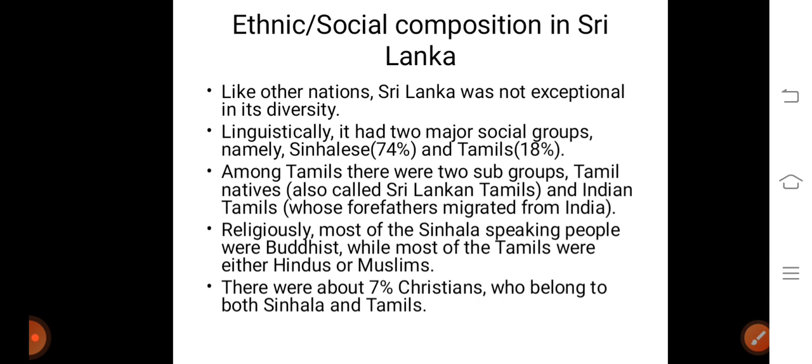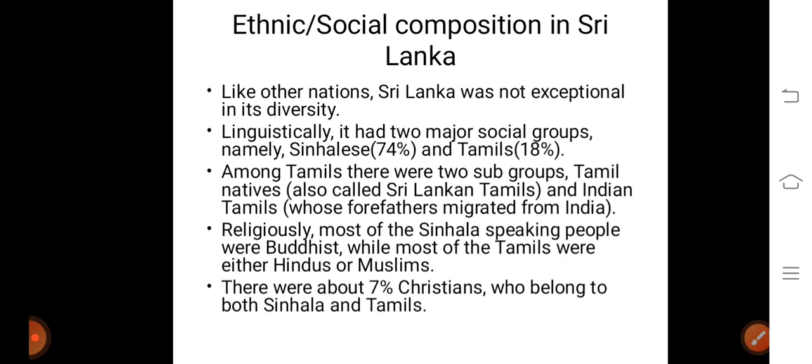Sinhalese constituted 74% of the total population, whereas the Tamils were 18% of the total population, right? Among the Tamils again, there were two subgroups. They were Tamil natives, also called Sri Lankan Tamils, and the Indian Tamils, whose forefathers migrated from India. So this Tamil population of Sri Lanka was subdivided into two categories: Indian Tamils and the native Tamils, right?